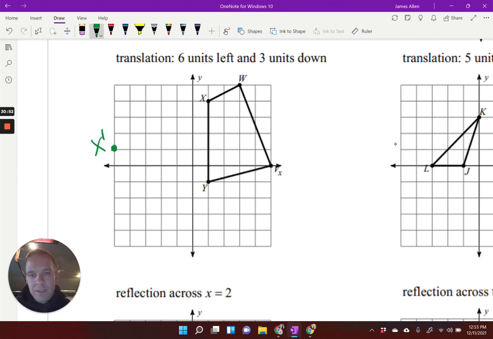For W, 6 units to the left. So that's there, and then 3 units down puts me right here, W prime. And then 6 units to the left here, and 3 units down would be right here for X prime. Or is that V? That's a V right there. Might have made that mistake on the other one. And then for Y, go 6 to the left and 3 units down. There is Y prime. And if I connect all these dots, does it look like the same shape, but it's just been moved? That certainly does.